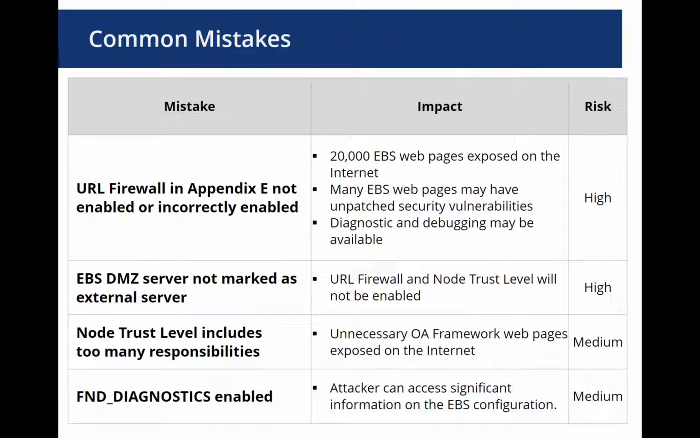So when we talk about the DMZ configuration, what are a few of the key mistakes? One is the URL firewall is not enabled, or it's enabled incorrectly. The key here is I have to enable it. The major reason we see it not enabled is it's in an appendix. It's in Appendix E. Nowhere in the DMZ document does it say you need to enable it.